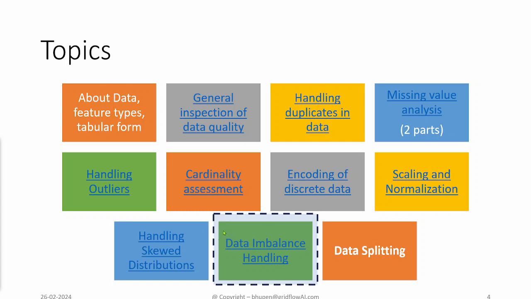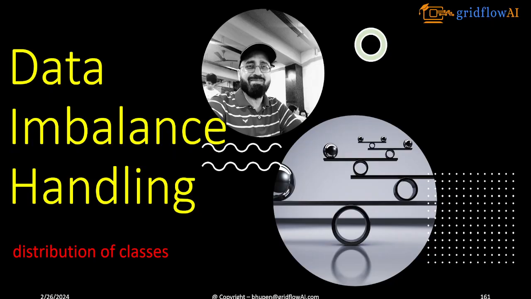In this video, I'll be touching upon data imbalance and the problems with data imbalance from the machine learning perspective. Data imbalance in machine learning or data science refers to a situation where the distribution of classes within a data set is significantly skewed. That means one or more classes have more samples compared to the others.